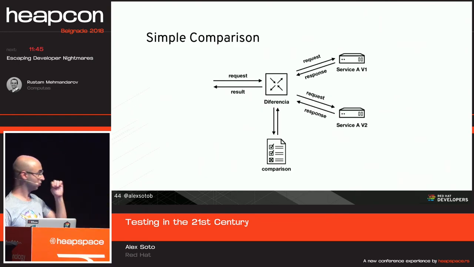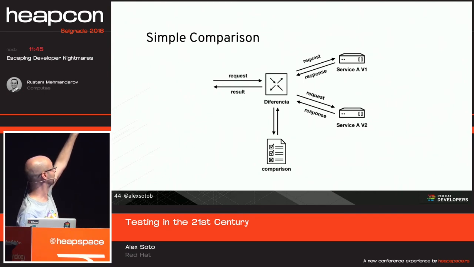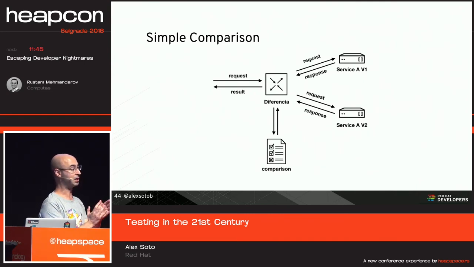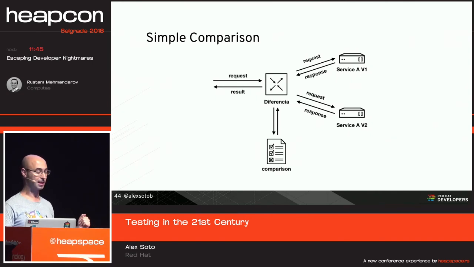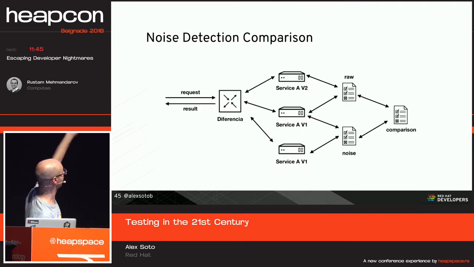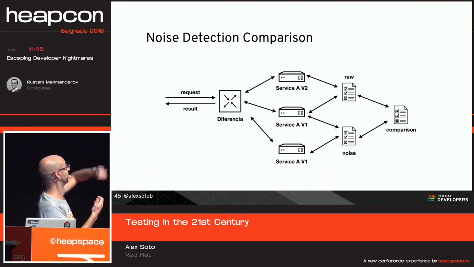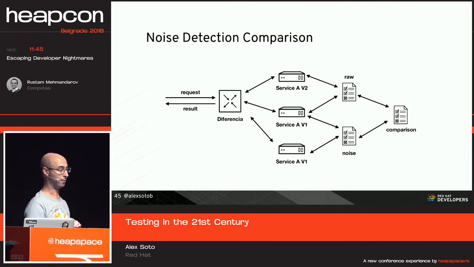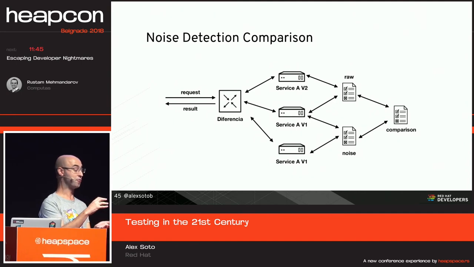So let me introduce you to Diffy. Diffy is like a proxy that makes a request to V1 and V2, and then checks if the responses are equivalent or not. Of course, sometimes there are fields that are random, like timestamps. So it does a noise detection comparison: you compare service V1 against another instance of service V1, remove the things that are dynamically calculated, and then compare with V2. It's a tool for detecting regressions between services.